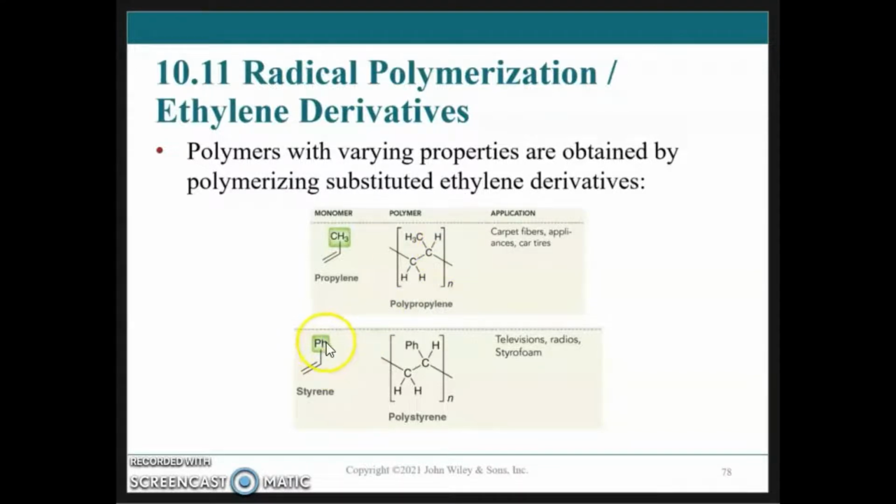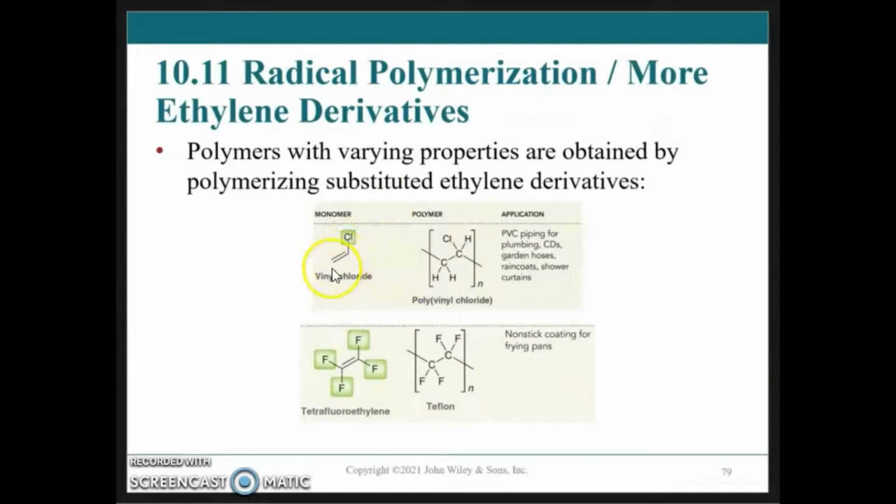If we have a phenyl substituted ethylene monomer, then we have a styrene monomer, and we can form polystyrene. So polystyrene will give us a rigid, hard polymer. Typically, you see this on the cases of televisions and radios. And if we foam the polystyrene, we can get styrofoam, which has very different properties than polystyrene.